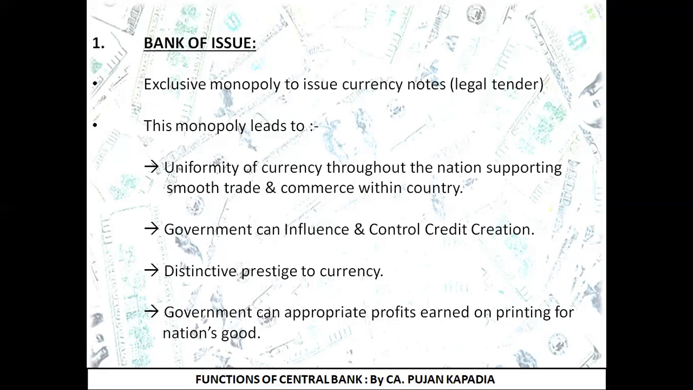It can stop the printing of currency notes for the time being, as a result of which less currency will flow in the economy. In short, if the government wants to do credit creation or control the credit, in both cases the authority lies with the central bank, as a result of which the government's task of credit creation and credit control becomes easier. Let's move to the third point, which is distinctive prestige to currency.